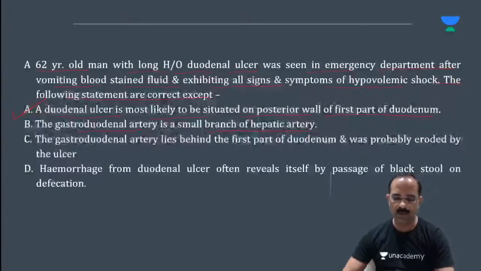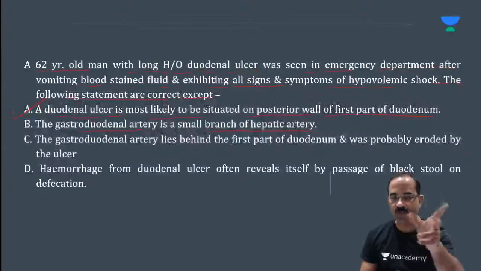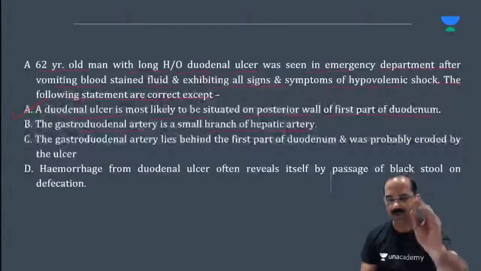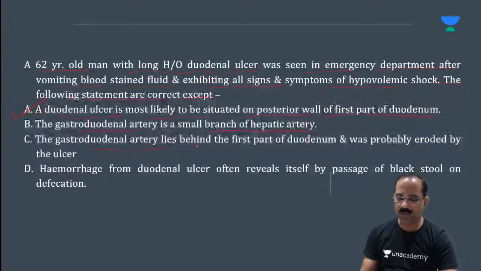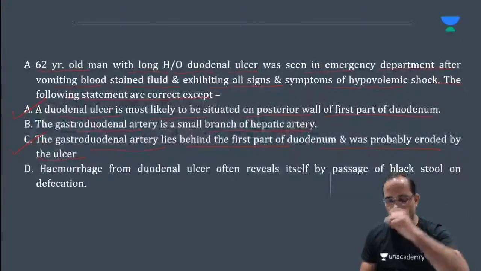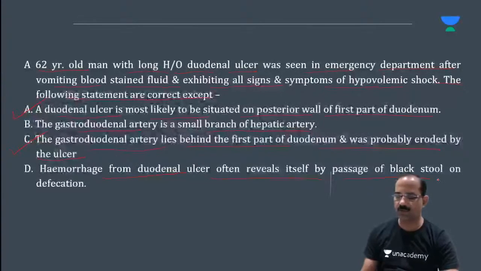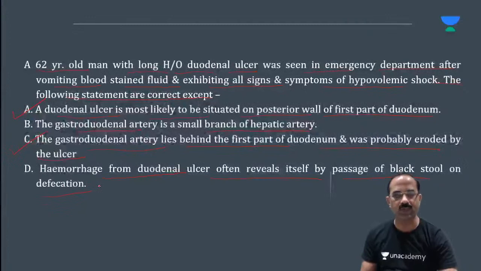Option B, the gastroduodenal artery is a small branch of hepatic artery. That's wrong. Gastroduodenal artery is a branch of what? Gastroduodenal artery is not a branch of hepatic artery. We'll come to this. Option C, gastroduodenal artery lies behind the first part of the duodenum and was probably eroded by the ulcer. Yes. So the posterior relation of the first part of the duodenum is the gastroduodenal artery. Option D, hemorrhage from the duodenal ulcer often reveals itself by passage of black stools on defecation. Yes, because of that ulcer, black stools on defecation.